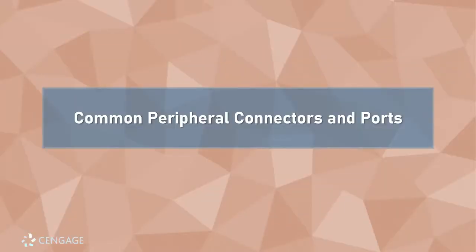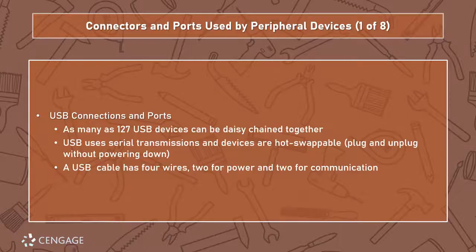Now let's look at some common peripheral connectors and ports. USB, the big daddy of them all. This is a universal serial bus. The technology allows for up to 127 USB devices to be daisy-chained together. I don't tend to recommend this, but that is the theoretical limit of the standard.